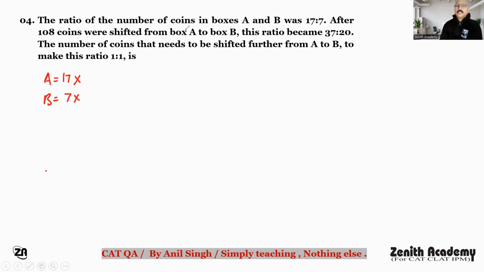So the ratio of the number of coins in boxes A and B is 17:7. In box A there are 17x coins, and in B, 7x. So 108 coins shifted from box A to box B means 17x minus 108. And these are shifted to box B, so here it becomes 7x plus 108. And now the new ratio is 37:20.